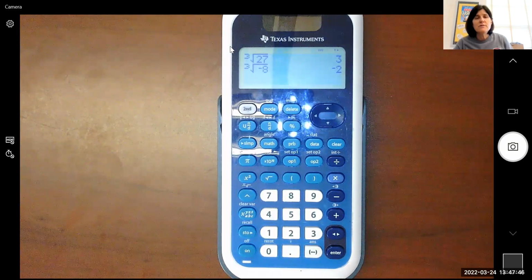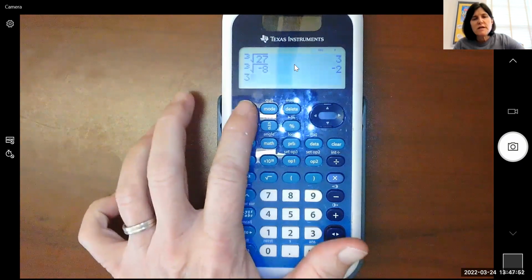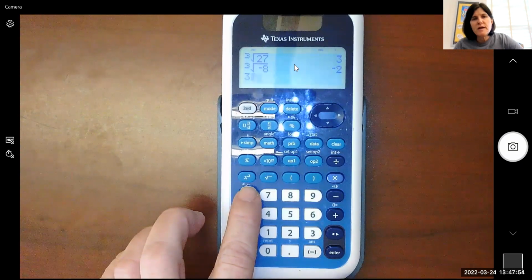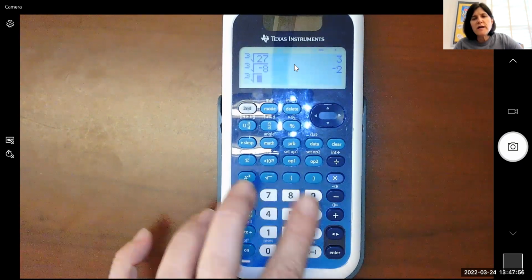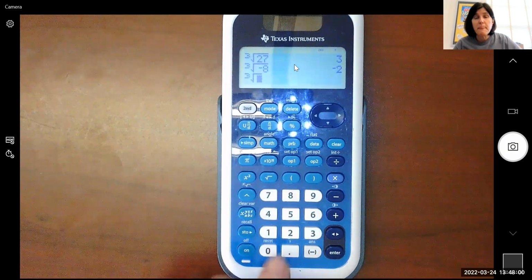All right, so just a reminder, you're going to put the 3 in first, hit 2nd, and this button right here. And then whatever number you're trying to cube, you'll put in underneath.